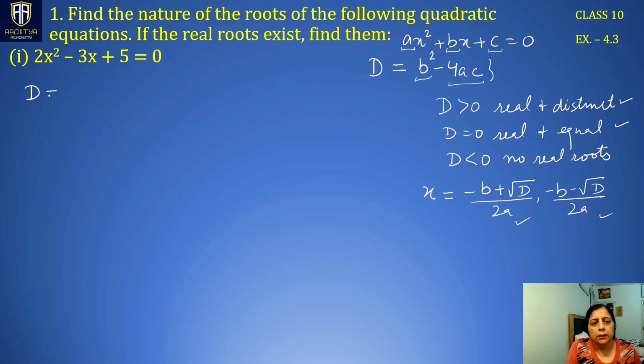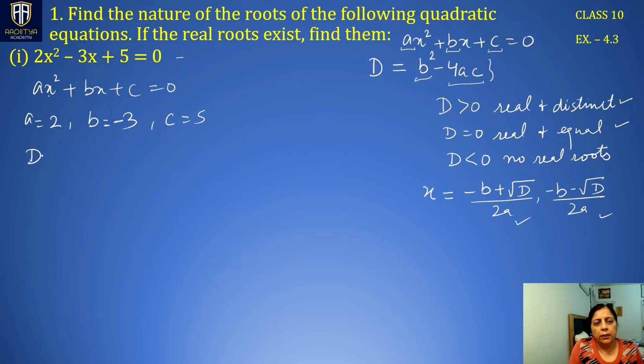First of all, you can write this equation, which is ax square plus bx plus c is equal to 0. Now comparing this equation to the standard form, we can say that a is 2, b is negative 3, and c is 5. You have to consider the signs also.